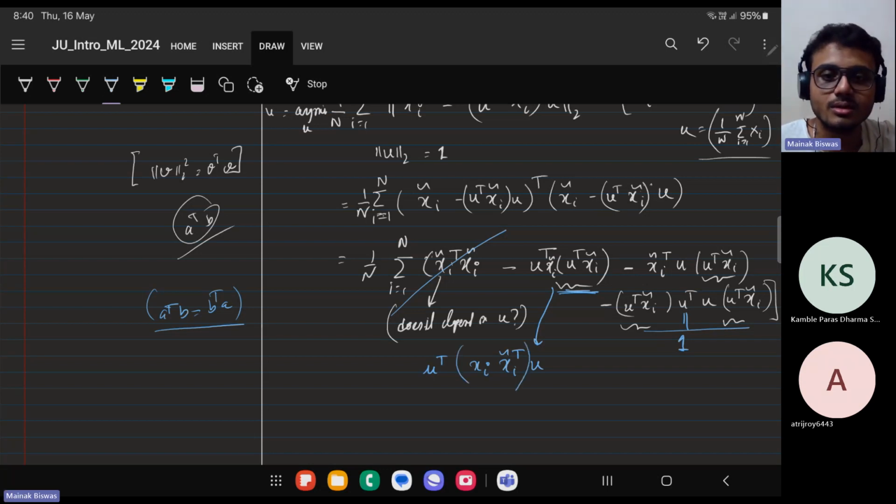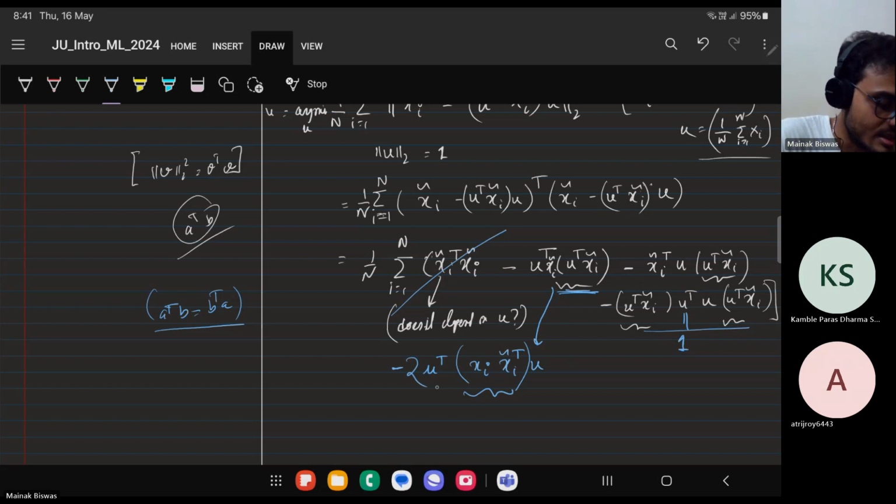I associate these terms first, since all matrix operations are associative. Similarly, the second term will also be the same, and similarly the third term will also be the same. So all these terms are the same. You will get minus u transpose xi tilde xi, right?